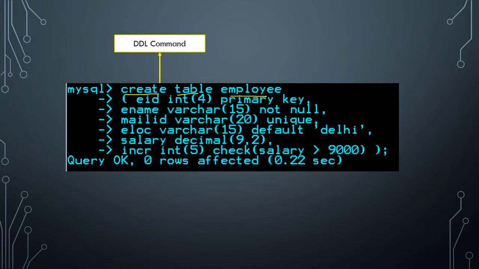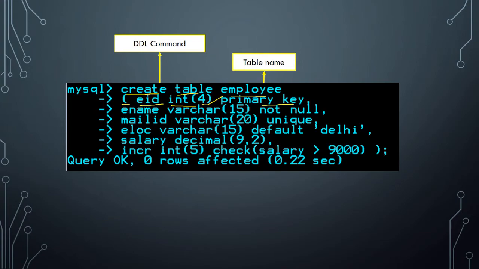First one, it's a DDL command. As we all know, create is a DDL command. Next, employee is my table name. After that, I'm starting with a parenthesis. Then I'm giving my first column name as employee ID, EID. Next is my data type, that is int. After that, I have the size, that is 4, and now I'm giving the primary key constraint.